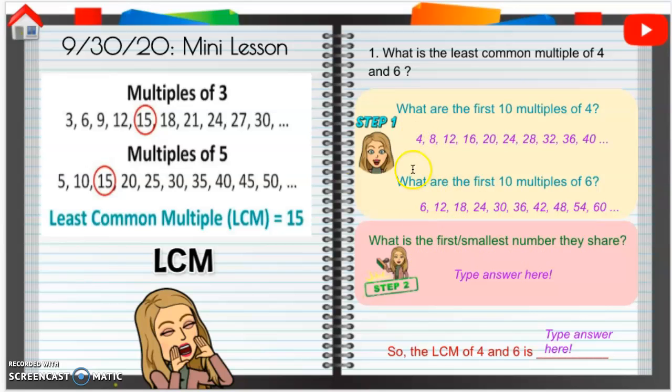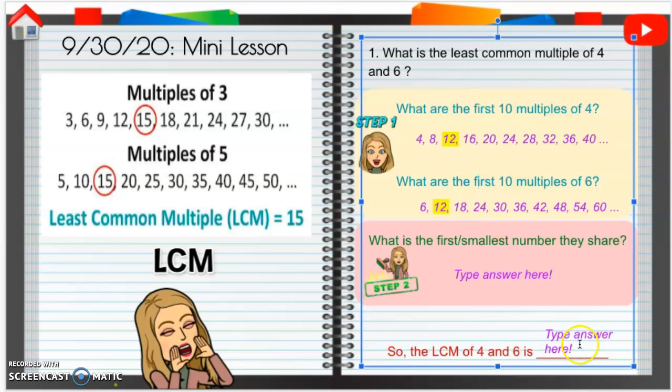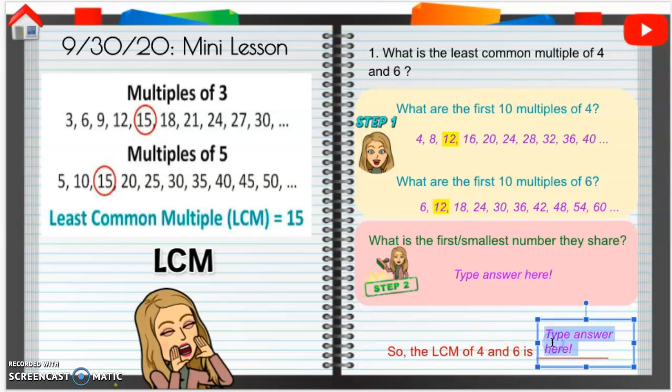Now, what is the first or the smallest number that they share? Do they share a 4? No. How about an 8? No. How about a 12? They share a 12. So that 12 is going to be our first or least of the common multiples. So our least common multiple of 4 and 6 is going to be 12.